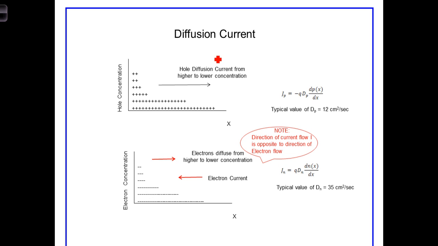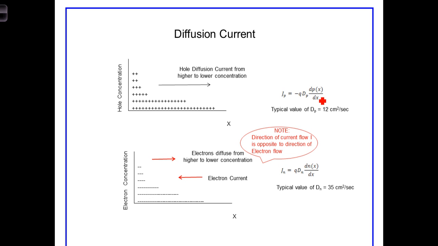Once again, the current density will be broken down into a hole carrier and an electron carrier density. For holes, the current density is equal to negative, and we'll talk about the minus sign here in just a second, negative Q times a value D, and we'll talk about that just in a second, times the derivative of the charge distribution with respect to X.